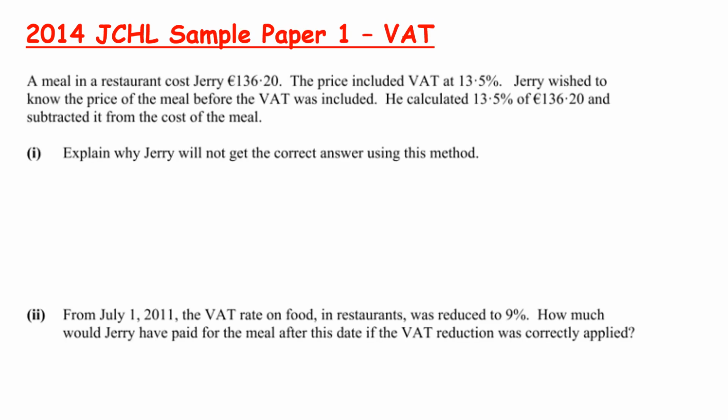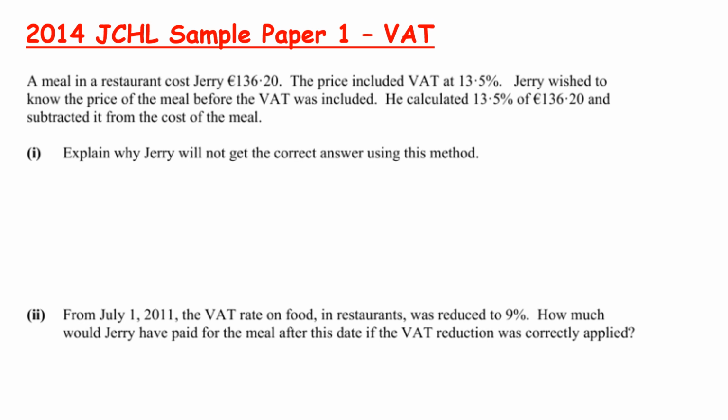So this is the 2014 Junior Cert Higher Level question from a sample paper. A meal in a restaurant costs Jerry €136.20. The price included VAT of 13.5%. Jerry wishes to know the price of the meal before VAT was included. He calculates 13.5% of €136.20 and subtracts it from the cost of the meal. Explain why Jerry will not get the correct answer.